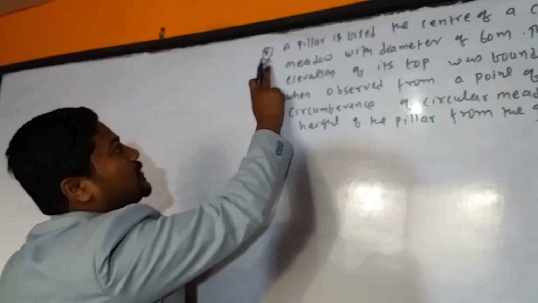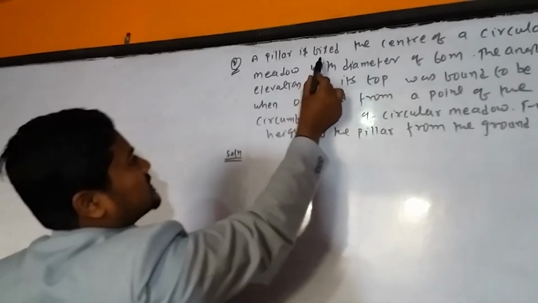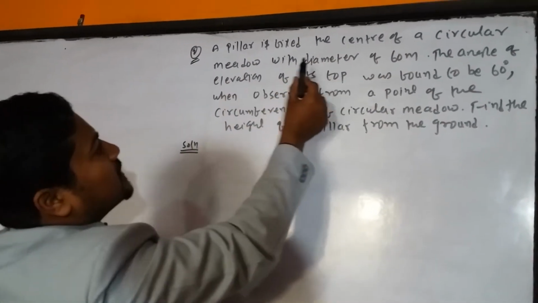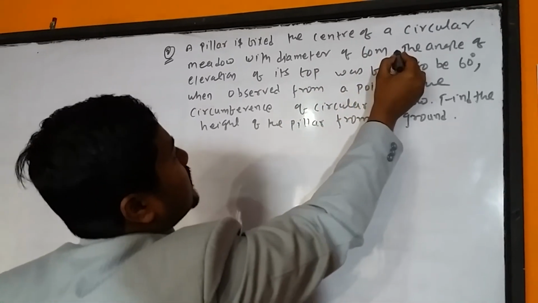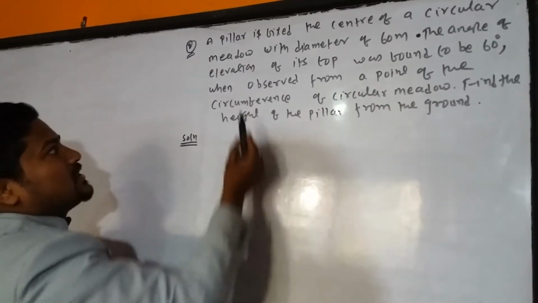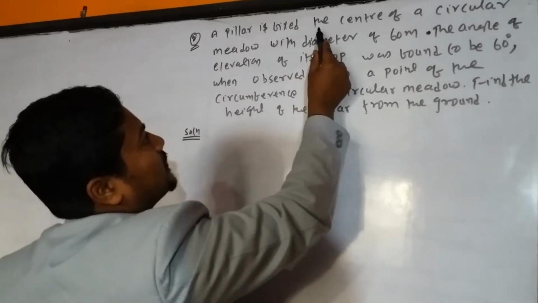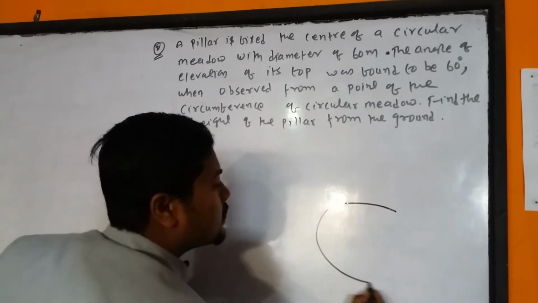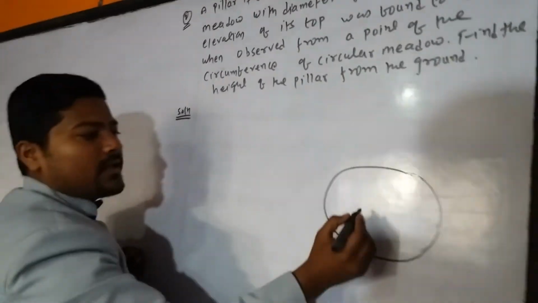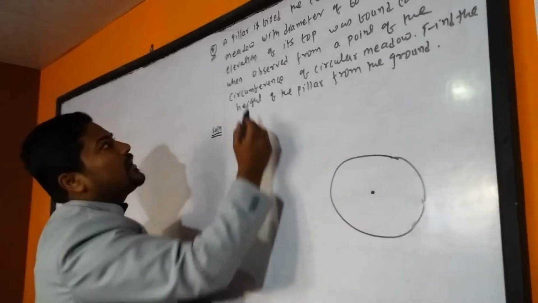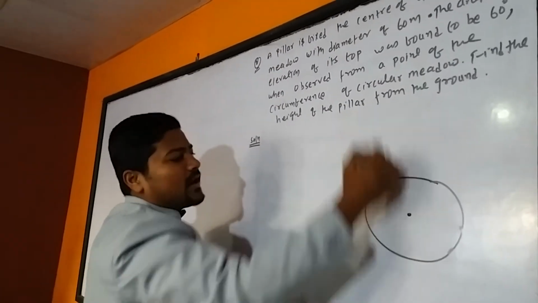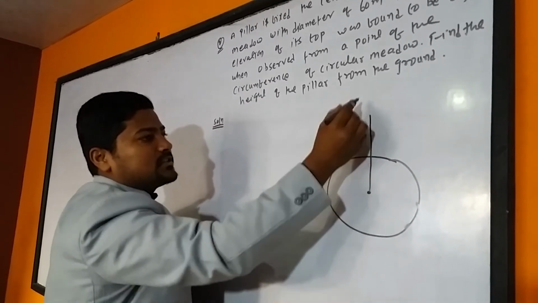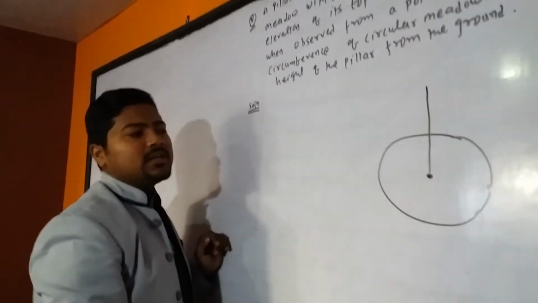We have question number 2. In question number 2, a pillar is fixed at the center of a circular meadow with a diameter of 60 meter. Okay, here our first sentence is this. A pillar is fixed at the center of a circular meadow. So first of all we have to make this circular meadow like this circle. Now the center is this. And here the pillar is fixed. Now here is the pillar, fixed at the center of the circular meadow.